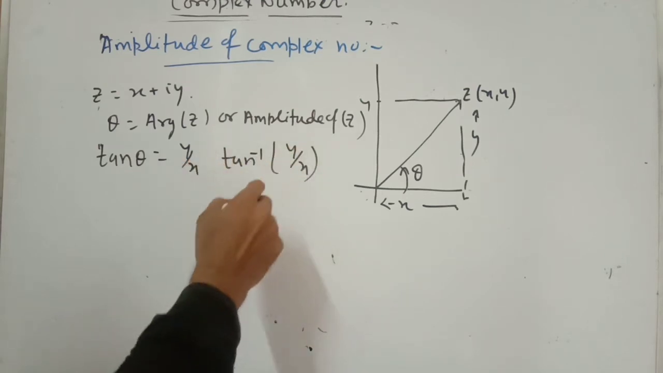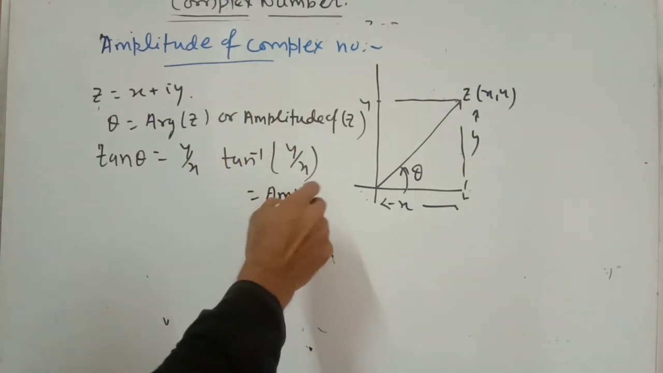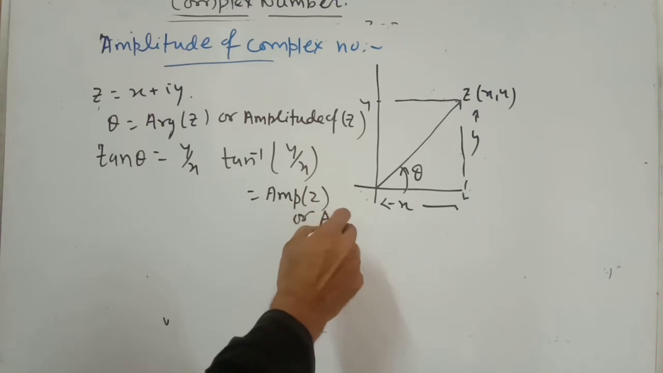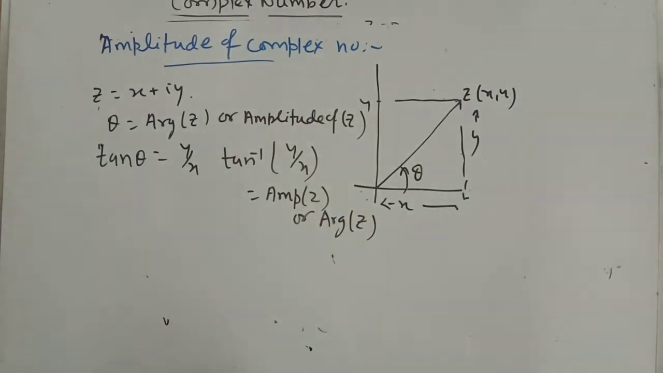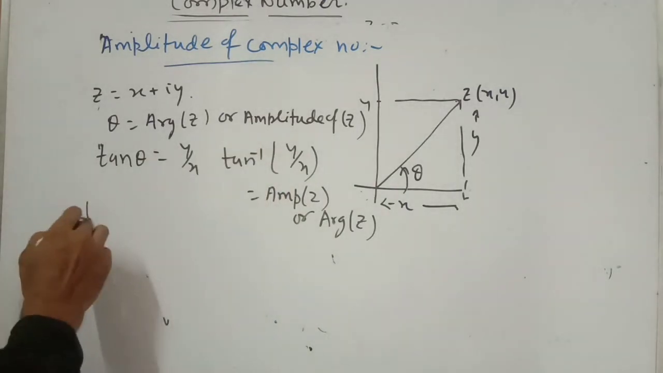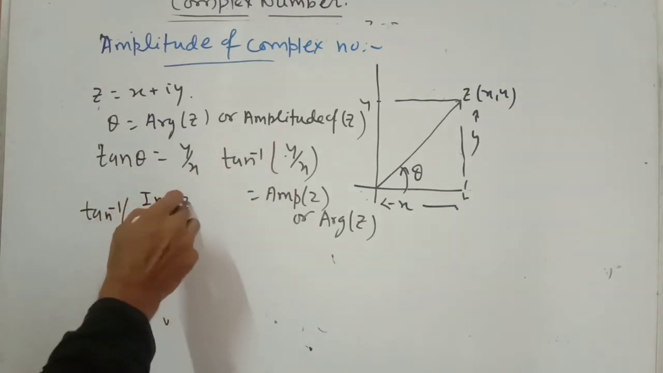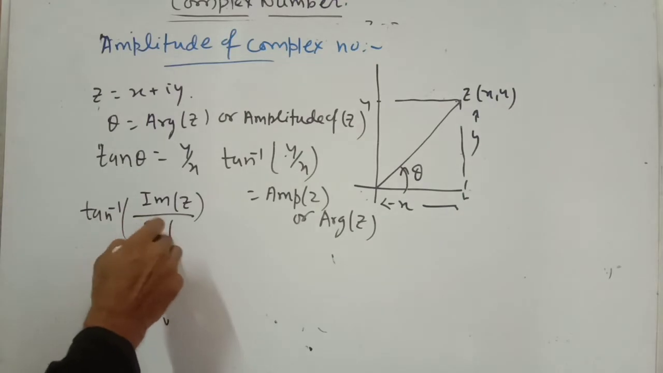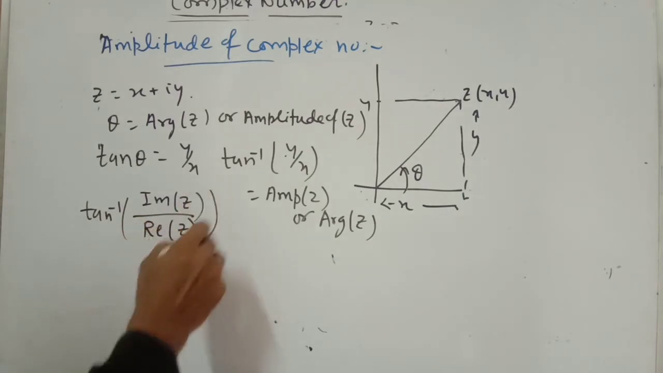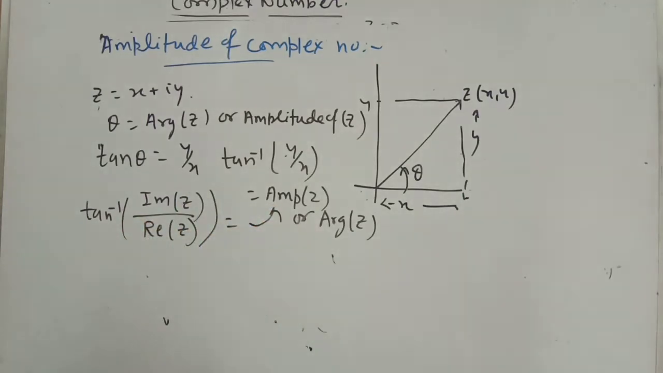So this is the amplitude of z, or you can say the argument of z. So simply you can write tan inverse of the imaginary part of the complex number over the real part of the complex number, and it will give the amplitude or argument of z.